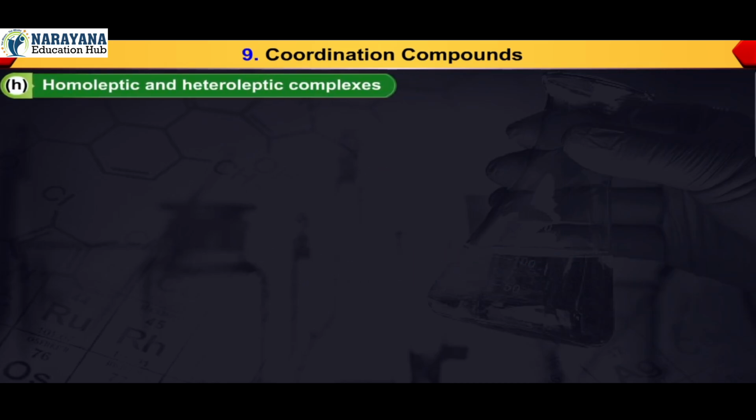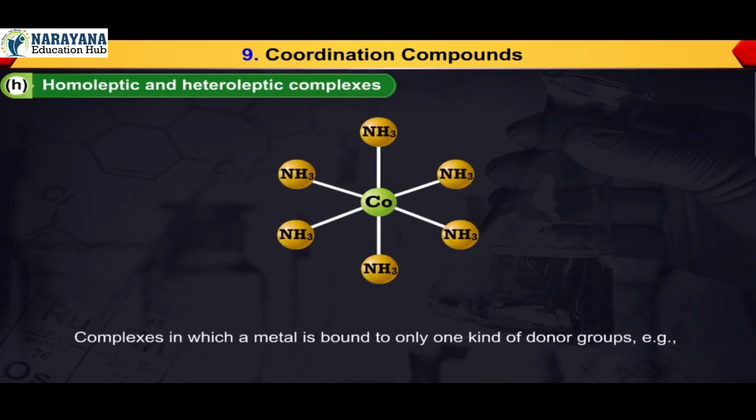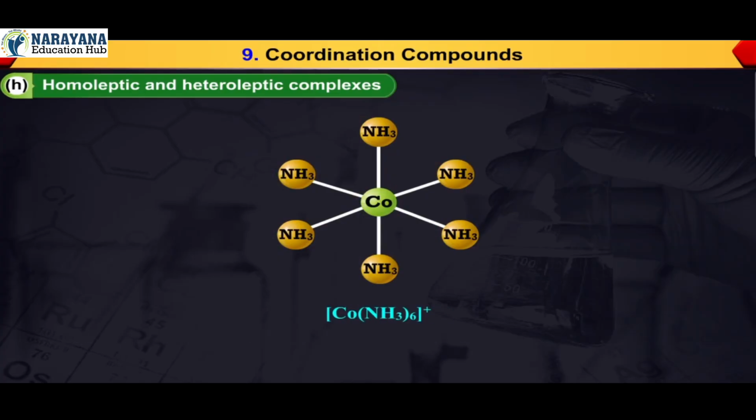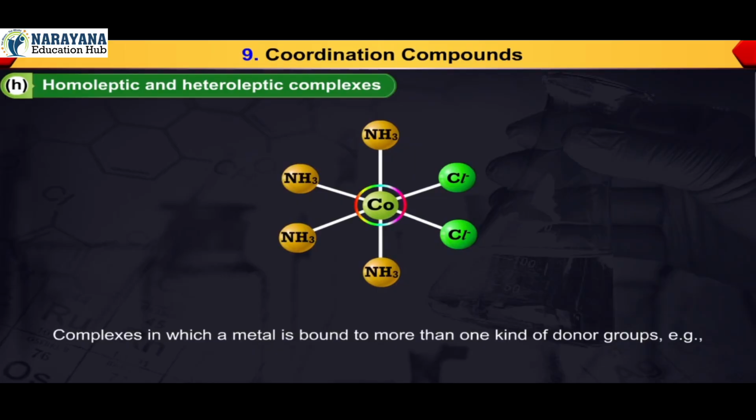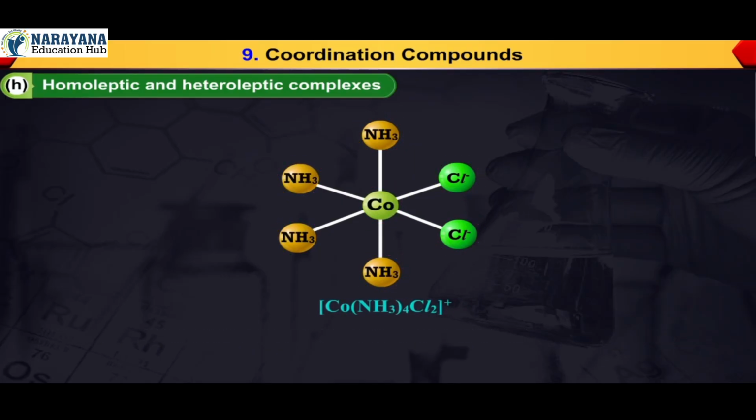H. Homoleptic and heteroleptic complexes. Complexes in which a metal is bound to only one kind of donor groups, for example, [Co(NH3)6]3+, are known as homoleptic. Complexes in which a metal is bound to more than one kind of donor groups, for example, [Co(NH3)4Cl2]+, are known as heteroleptic.